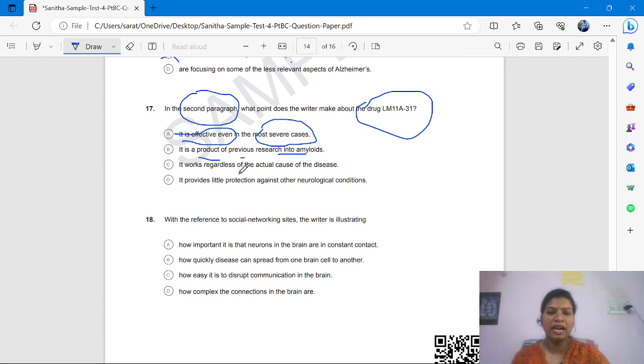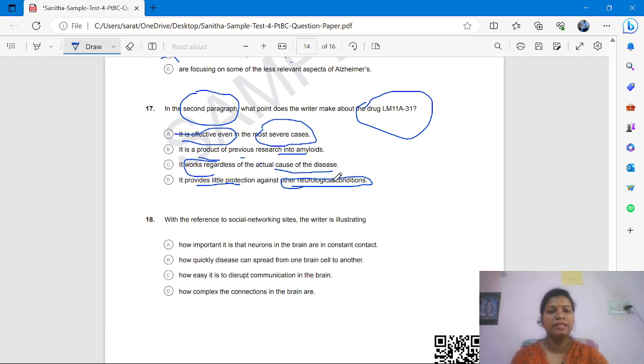It works regardless of the actual cause of the disease. It provides little protection against other neurological conditions, which means it won't provide any protection.